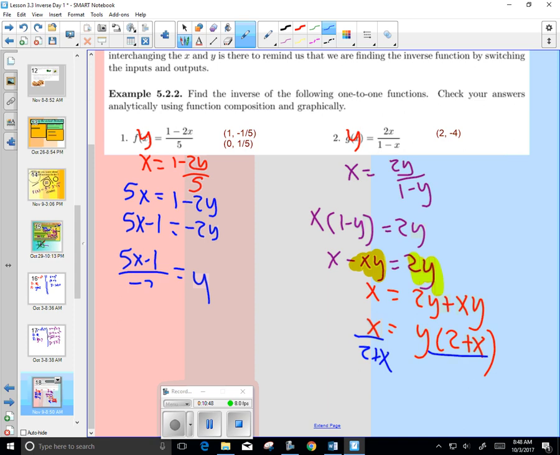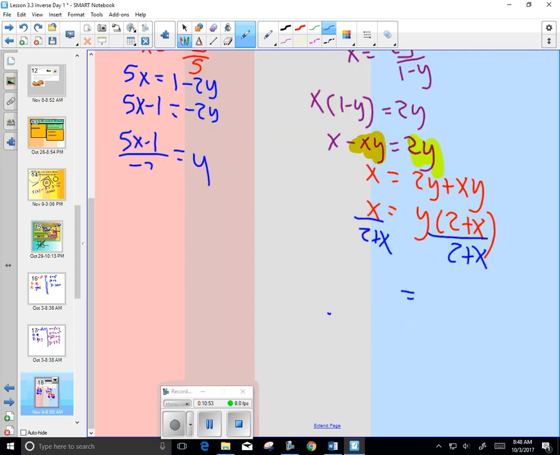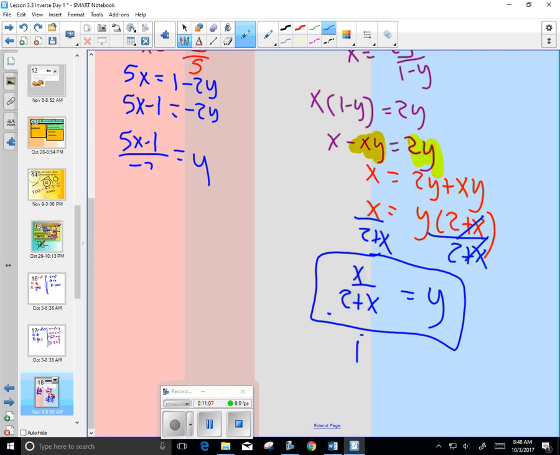Did I go too fast on that one? So all you're doing is solving for y. You're going to have to get these y's together on one side, factor out the y, and then divide out this. And so this is my inverse function.